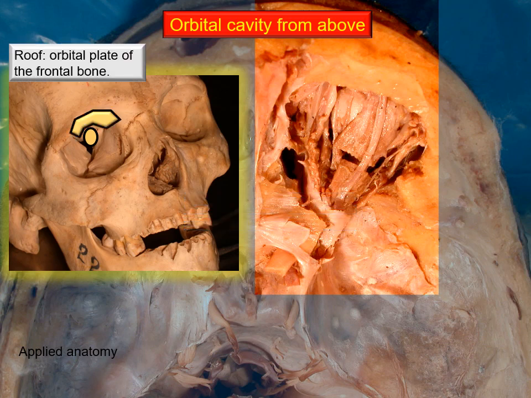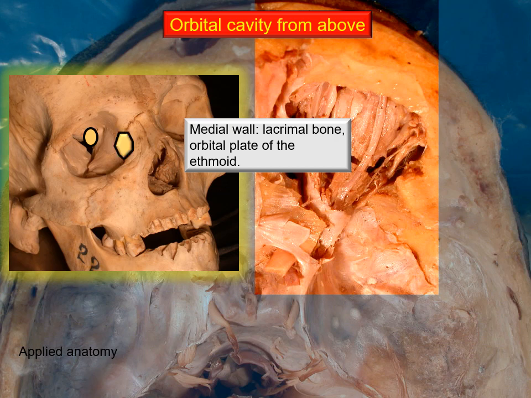Now that is the superior wall formed by the orbital plate of the frontal bone. This frontal bone separates the orbit from the anterior cranial fossa. That's the reason why any sharp instrument that goes through the eye, goes through the orbit, can get into the anterior cranial fossa by piercing through the frontal bone.